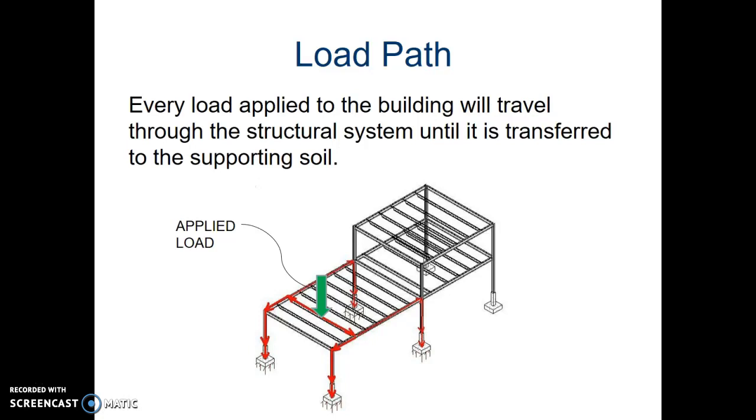Load path. In this structural steel frame, the green applied load travels through the structural system taking 4 different paths. Those are the red arrows, and simultaneously it travels to finally reach the supporting soil. So the loads here are going to the outsides and then coming to the closest column and then going down to the ground. Some load does go in the opposite direction, but not as much because this is a greater distance here to these back legs.